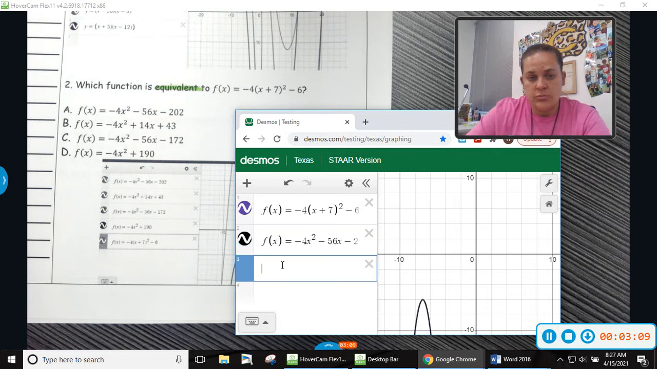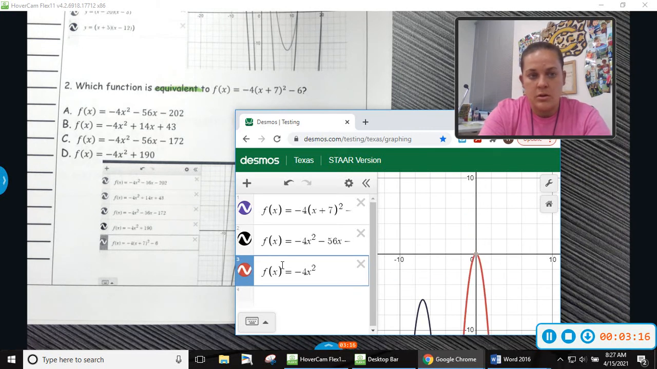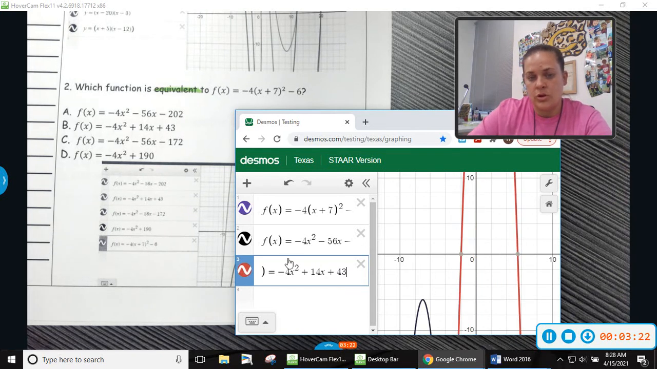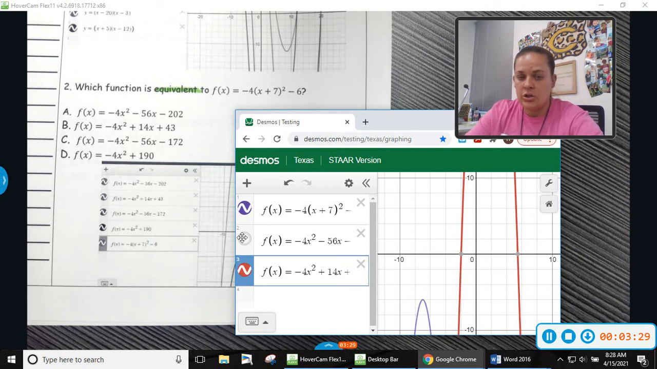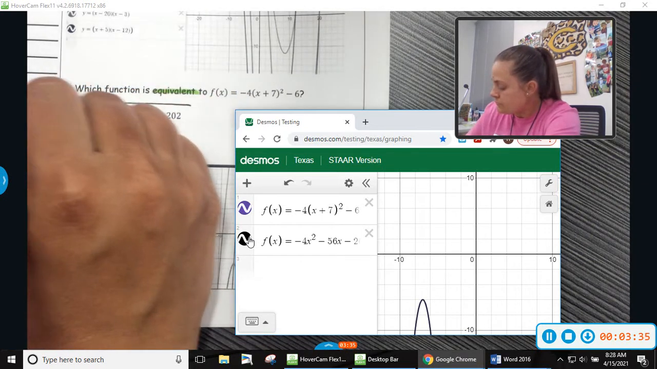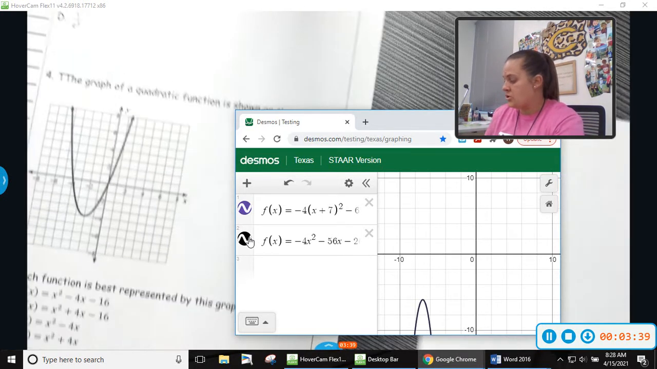Let's type in B just to see a wrong one. f of x equals negative 4x squared plus 14x plus 43. As you can see, this is way off. Let me take the black one off. It's nowhere close to our original one. So you would go through and type these all in. We already know that our answer is A because it matches exactly when we toggle back and forth. All you're doing on that is matching.